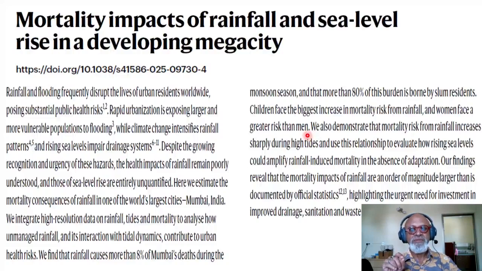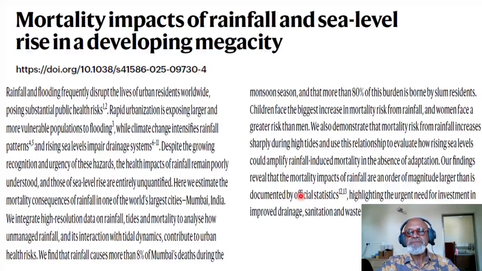I won't go into the details, but these are not easy tasks in terms of squeezing out the signal, separating the mortality caused by the extreme rainfall itself versus all other causes that tend to anyway elevate deaths during the monsoon, as we will see. Our findings reveal that mortality impacts of rainfall are an order of magnitude larger than is documented by official statistics, highlighting the urgent need for investment in improved drainage, sanitation, and waste management infrastructure. There is no question about this, so that's the main message.